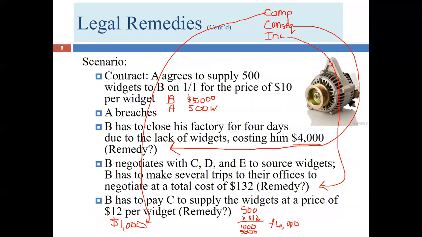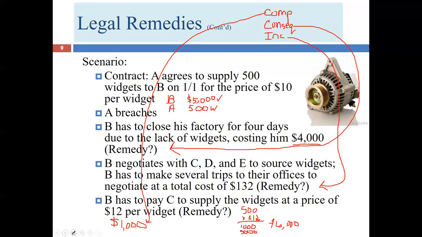B negotiates with C, D, and E all over the phone, so there's no expense associated with it. So this ends up being zero. And it ends up that C just had one of its customers back out, and it actually is willing to supply the 500 widgets to B for $9 a widget. So instead of paying the $5,000, B is only going to have to pay $4,500. So actually, B's $500 ahead of the game. B is actually making a quote-unquote profit off of A's breach.